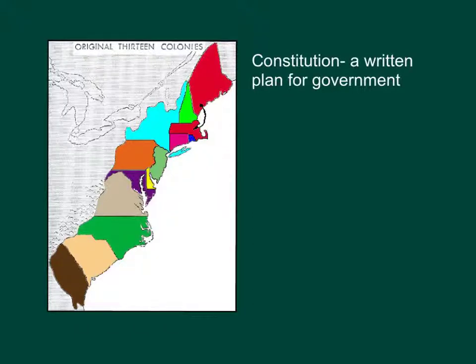During the Revolutionary War, each American colony became a separate state. Each state had its own laws and constitution. A written plan for government is a constitution.